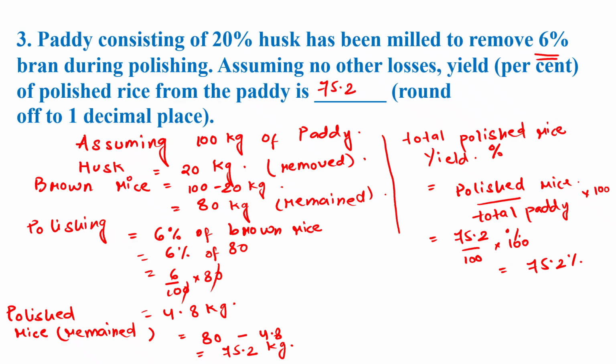So if there is no other losses, means only husk, that is 20%, and bran, that is 6%, is removed, and yield is based on the assumption of 100 kg. So over here my correct option will be 75.2%, which is my answer.